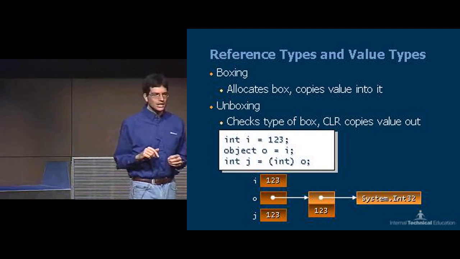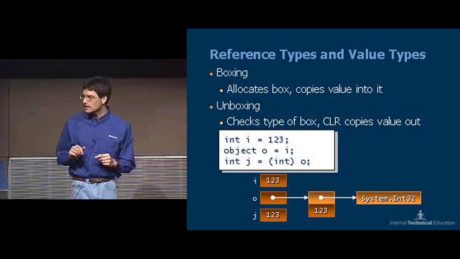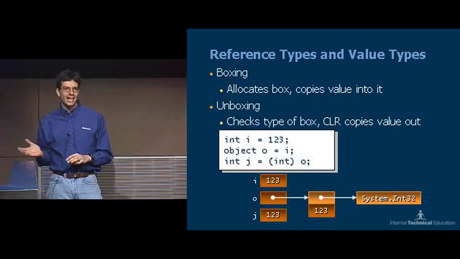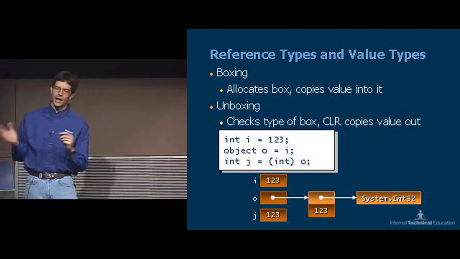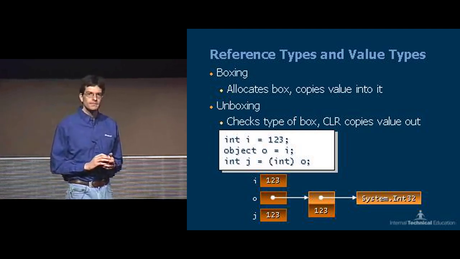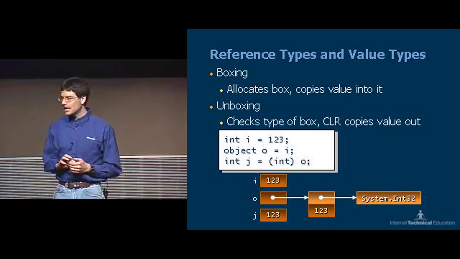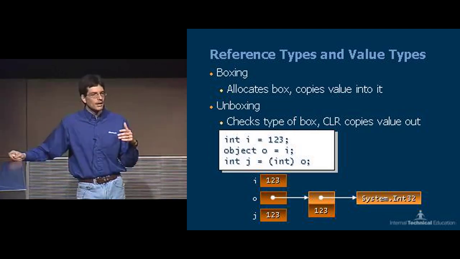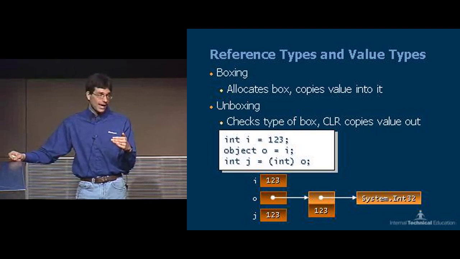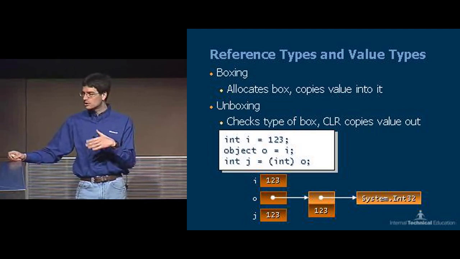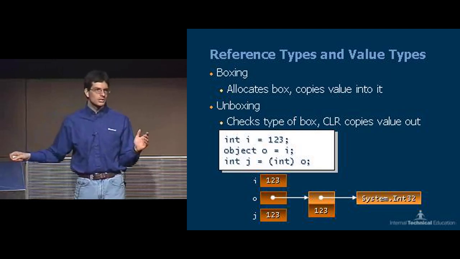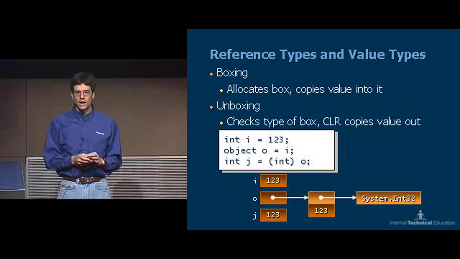And then the next line there, int J gets O cast to int. And that does the unbox. That copies 1, 2, 3 out of memory and back onto the stack. So the important thing to take away from here is that there is actually some overhead involved in doing this. Those 3 lines look kind of innocuous, but there's actually some memory allocations going on.